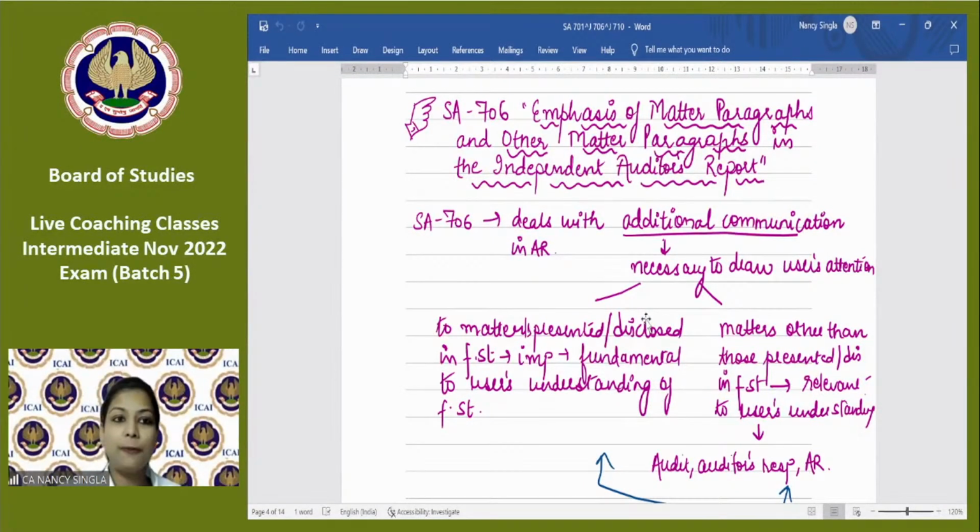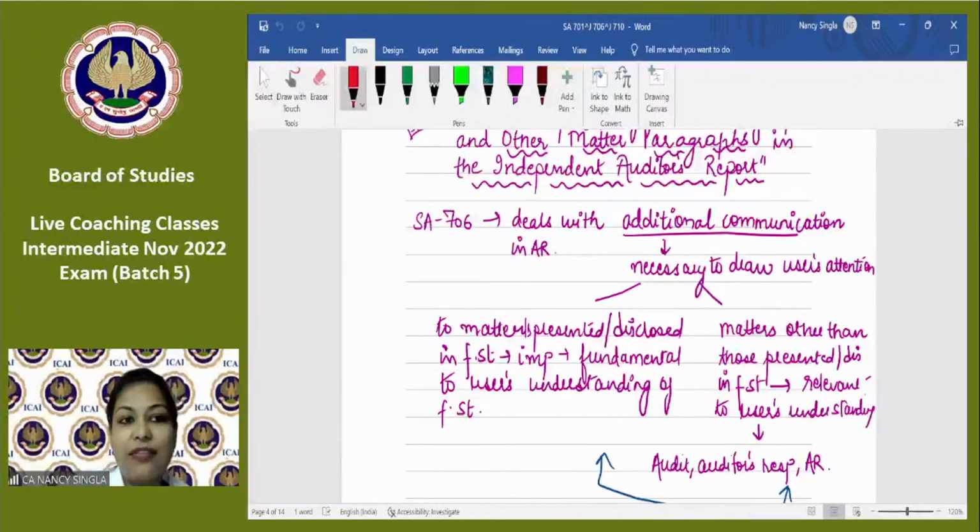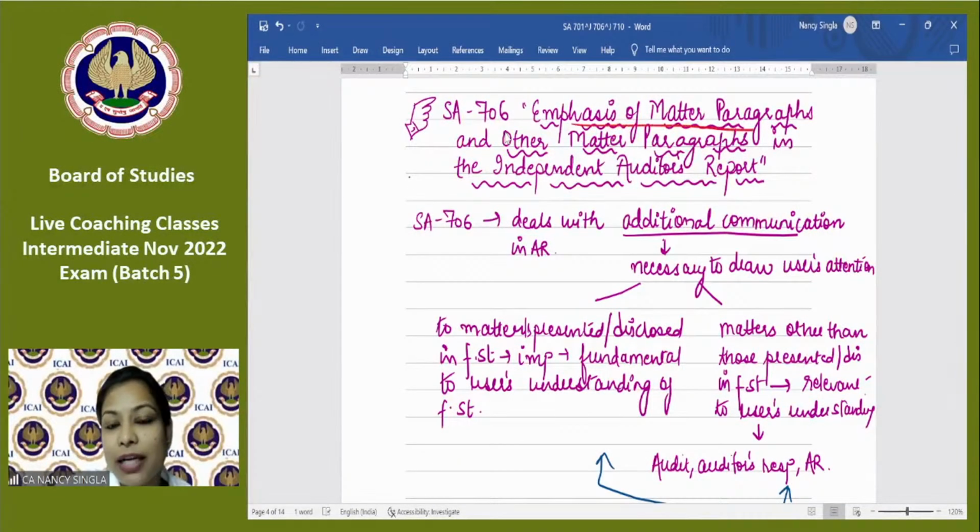With 100% concentration. So what is the name of SA 706? It is emphasis of matter paragraphs and other matter paragraphs in the independent auditor's report. Tell me yes or no: have you seen EOM and OM paragraphs in the elements of the independent auditor's report when we were discussing the format? Did you see this element? Quickly, I need replies. Definitely, I need replies. Then only I'll proceed.